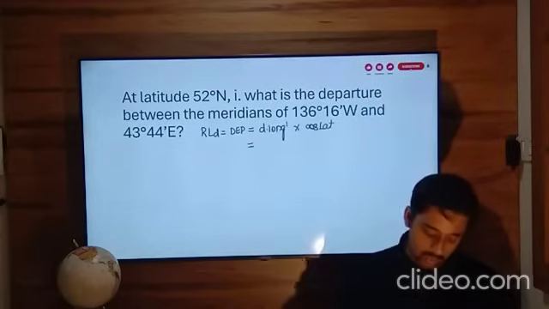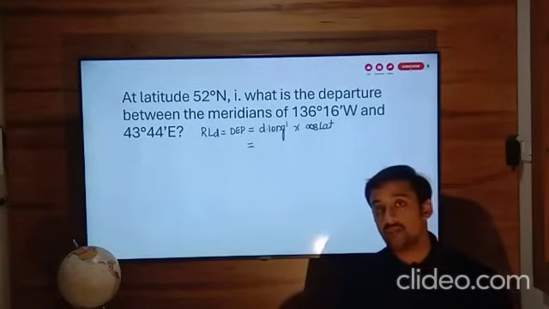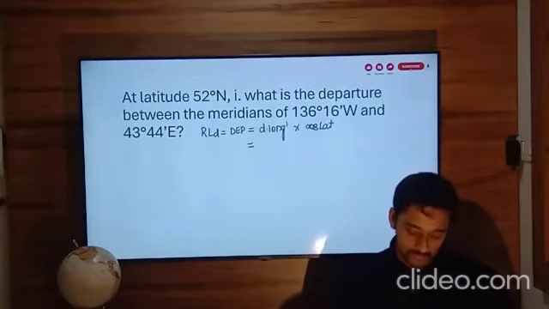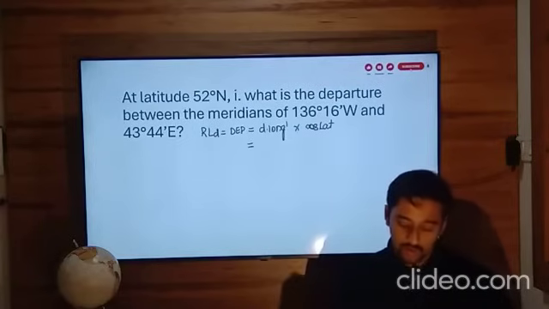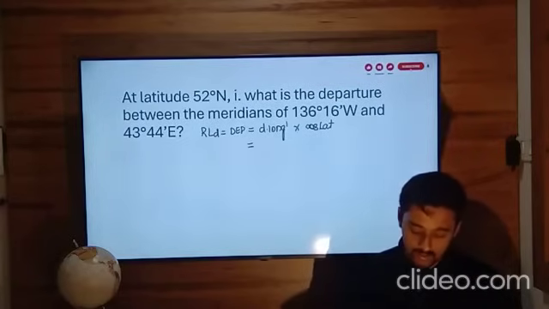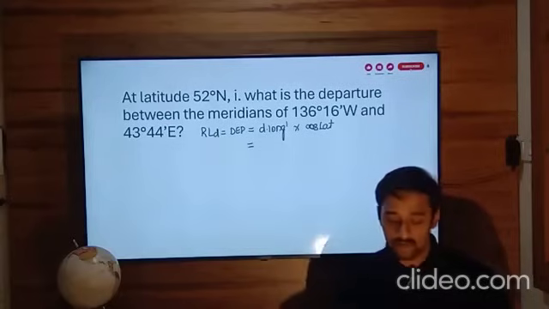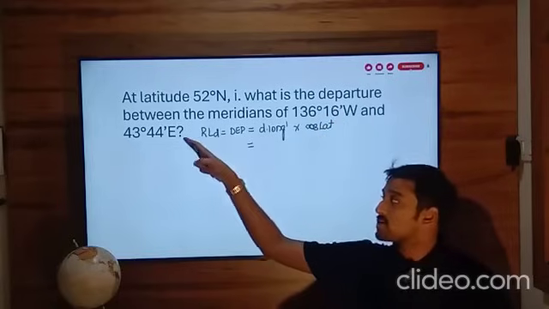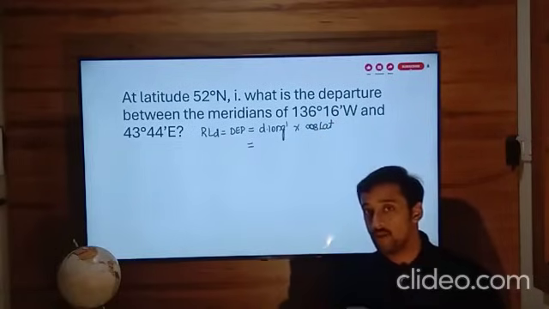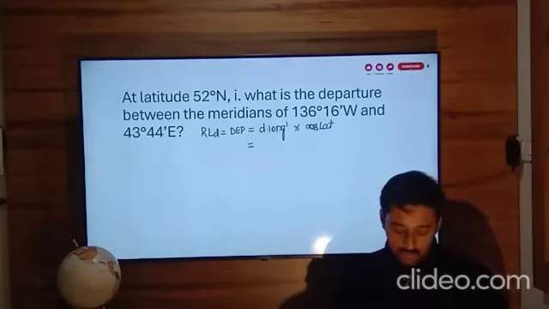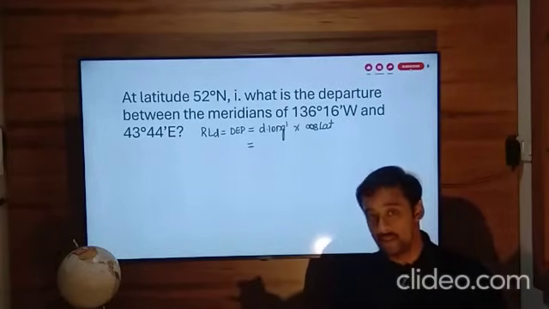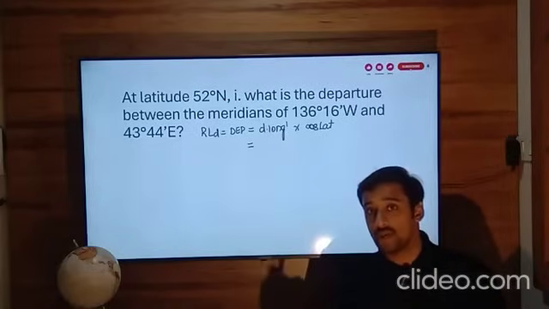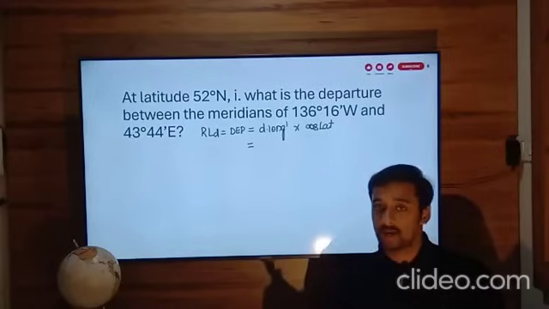So d long is how much? One is in the eastern hemisphere and another is in the western hemisphere. Now 136 degrees 16 minutes. This is a very tricky sum and a very good sum. When coordinates are in different hemispheres, to find d long between them, you will have to add them. So plus 43 degrees 44 minutes is 180 degrees. Now when the sum of two longitudes is 180, that means they are on a meridian and anti-meridian respectively.